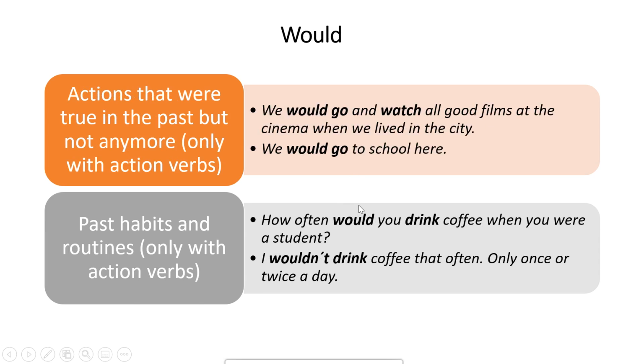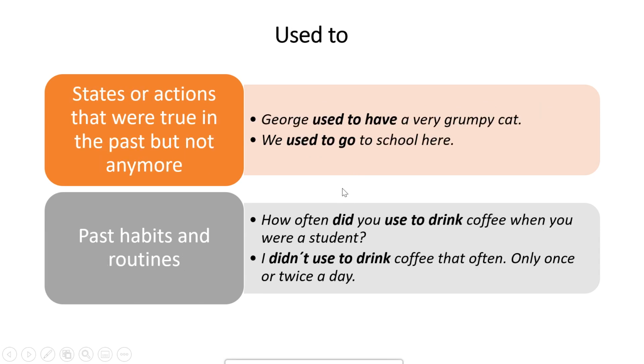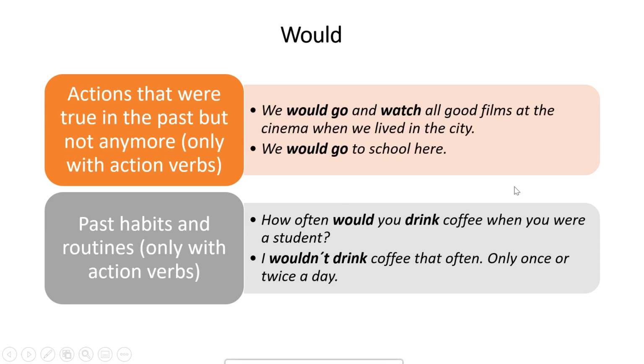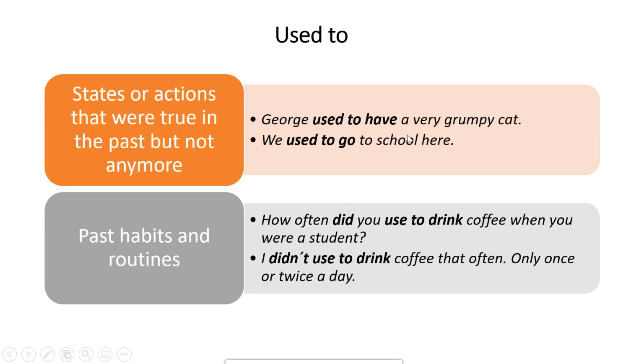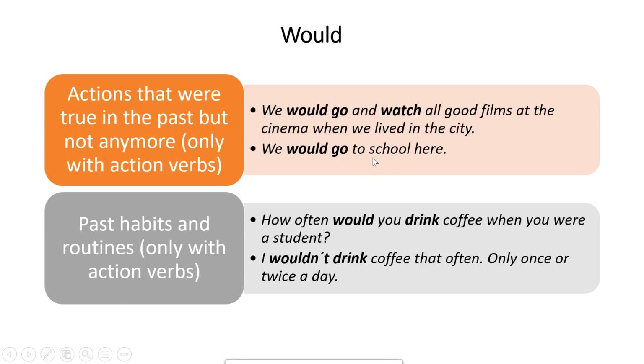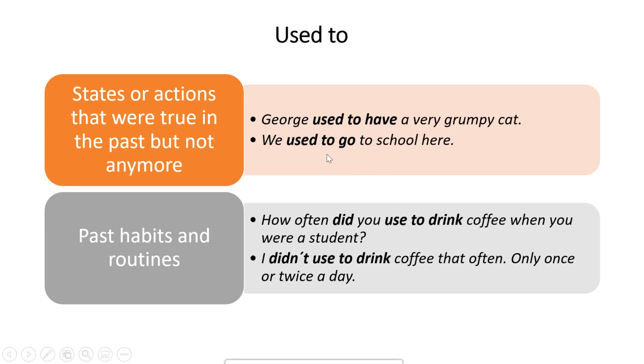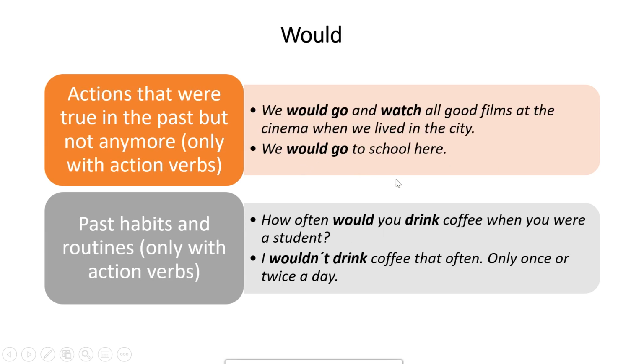We can't say, for example, we would have a grumpy cat. No, yeah, because the verb have is non-action. But we can say we would go to school here. Yeah, you can say we used to go to school here, or we would go to school here.